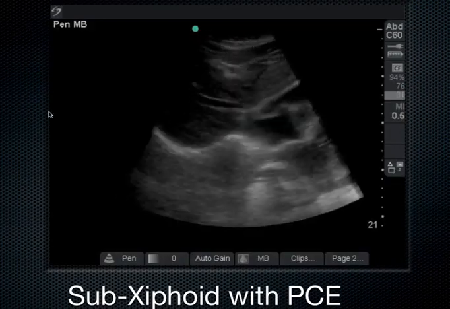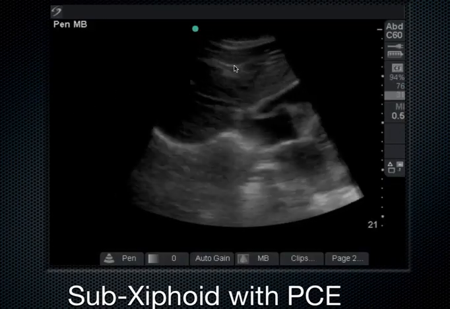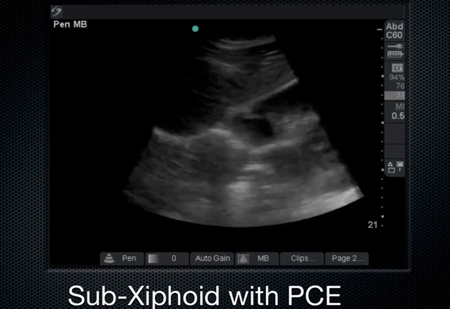Here's another example of a pericardial effusion. We can see the liver here. Notice how I start at the liver and I just rotate the transducer into that subcostal or subxiphoid notch, and I can see this pericardial effusion up in here. It looks like a little man is inside jumping up and down on a trampoline.